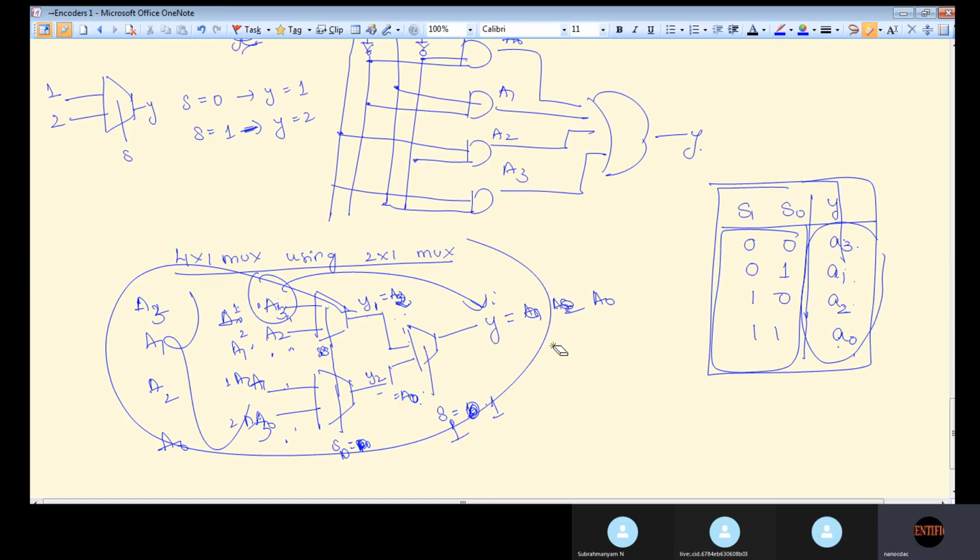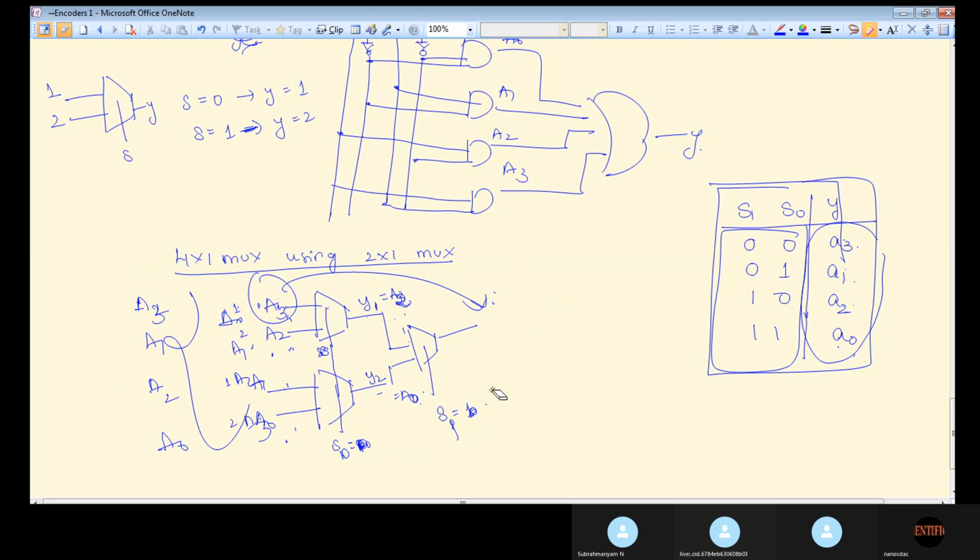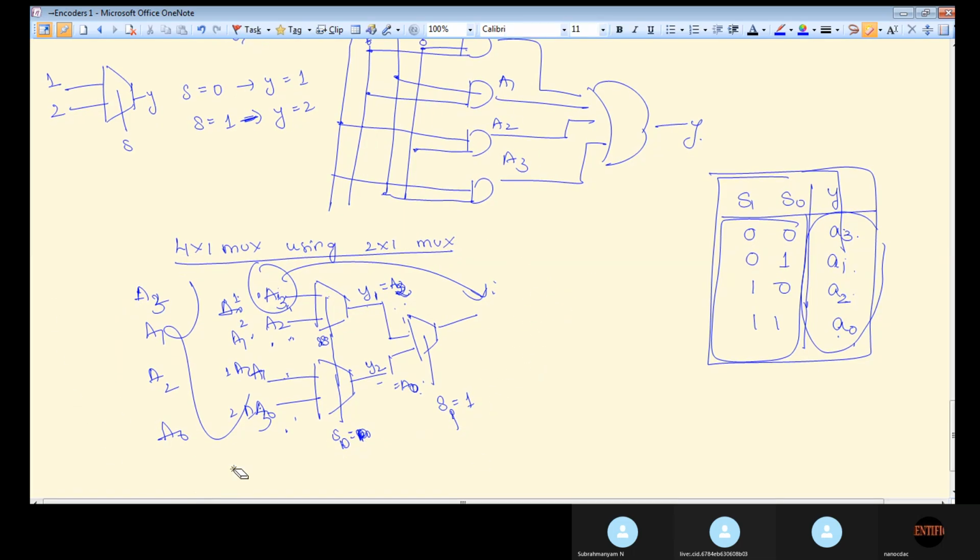Any doubt? Okay, Ganesh, Subramanyam, who else is there? Ashok, do you have any doubt?